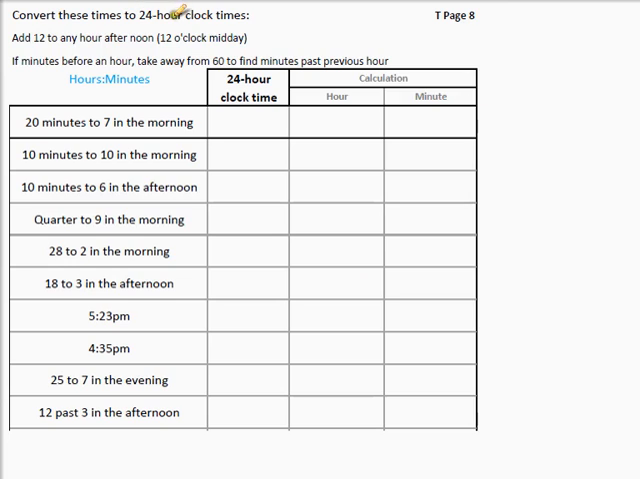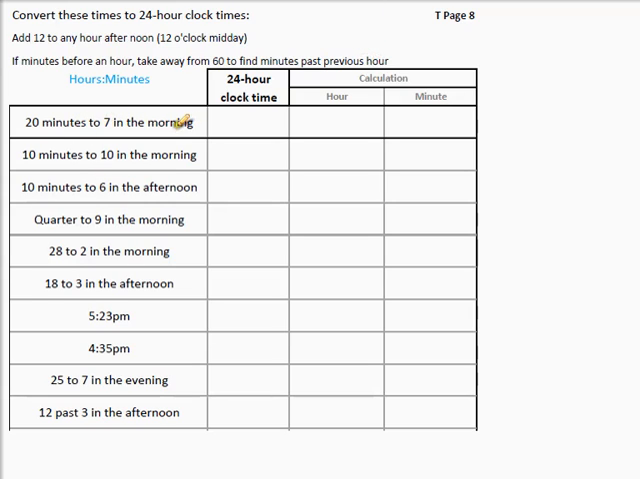Now convert these times to 24-hour clock. Add 12 to an hour after noon. Noon is 12 o'clock midday. If minutes before an hour, take away from 60 to find minutes past previous hour. Does that make sense?